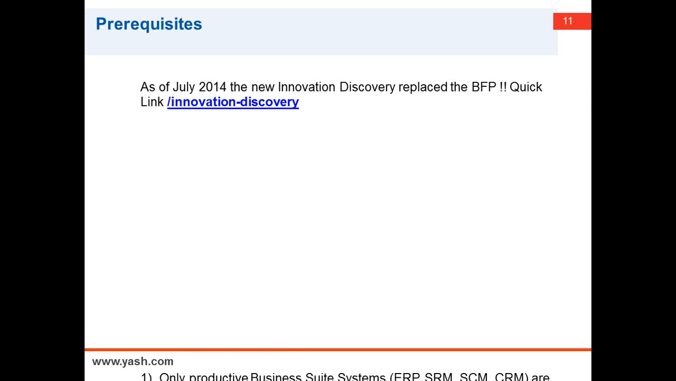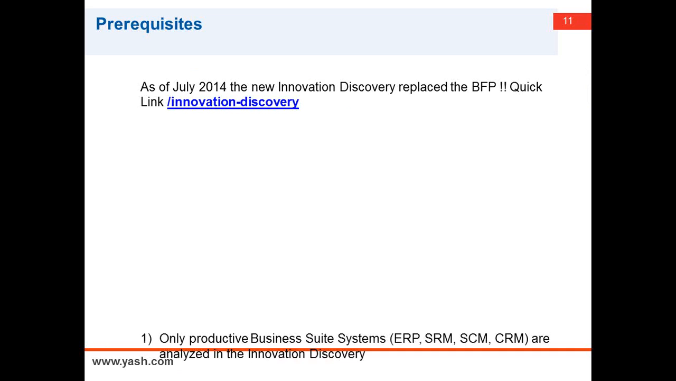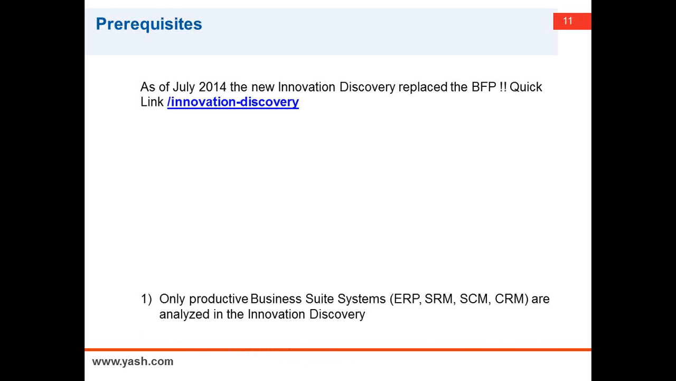As I said, only productive business use systems are analyzed in Innovation Discovery, not pre-productive systems. That is ERP, SRM, SEM, and CRM systems. SAP Innovation Discovery takes into account EWA data of the last quarter that is available. In the previous slide, on tailored recommendation, we saw that the innovations will be filtered based on your system usage. The system usage is calculated from the EWA data that is being sent to SAP. Any data that is older than a year is not used, as it is assumed to be outdated. So make sure that the EWA data you're sending to SAP is the latest one.